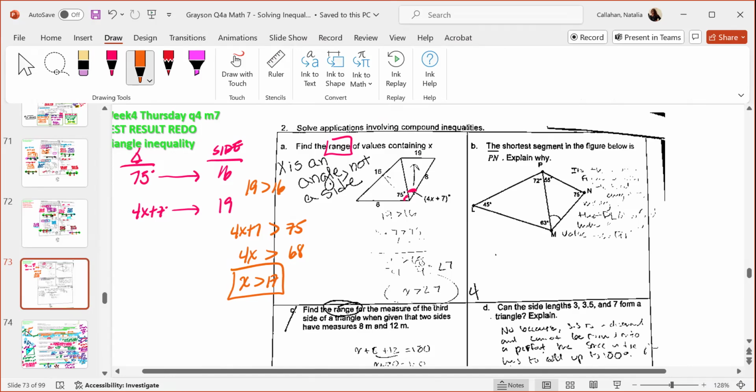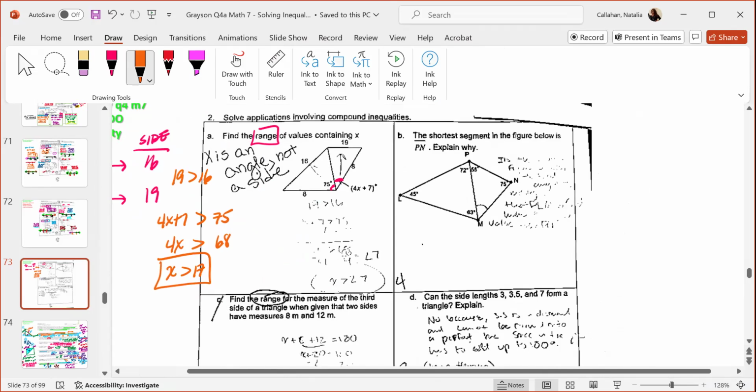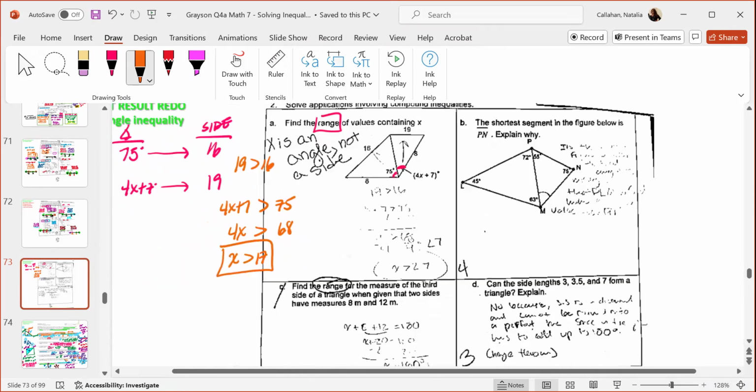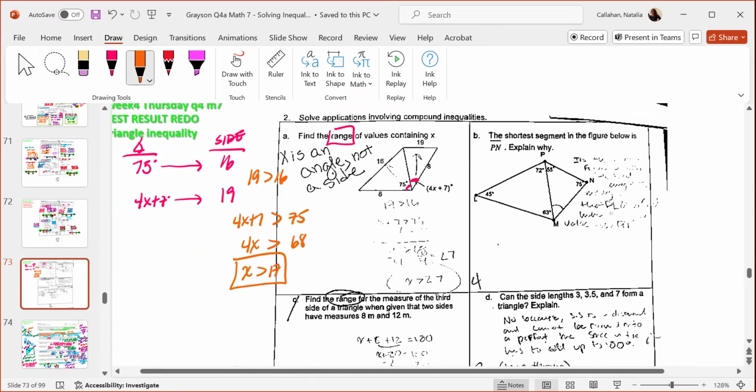So I don't know how you got 27, but okay. Make sure you label, make sure you put angle and side. Okay, label it. All right.